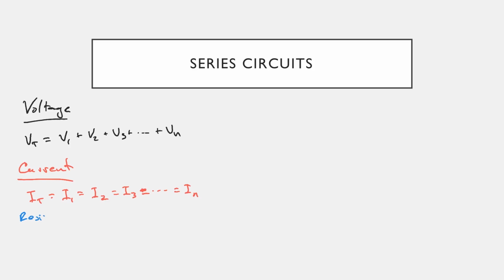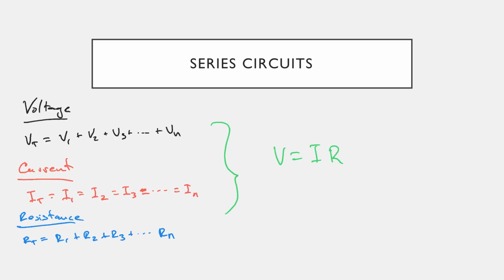The resistance is calculated the exact same way as the voltage. That is to say that the total resistance in the entire circuit is equal to the resistance at the first resistor plus the second resistor plus the third resistor plus however many resistors there are in the entire circuit. Remember that then we can apply all of this to using Ohm's law, which is V equals current times resistance.